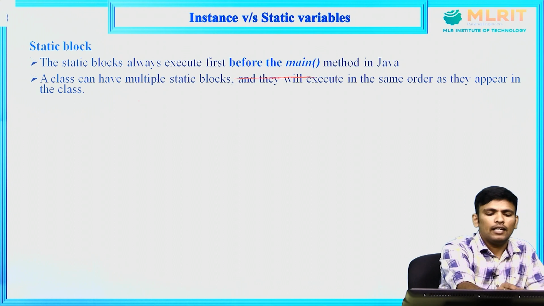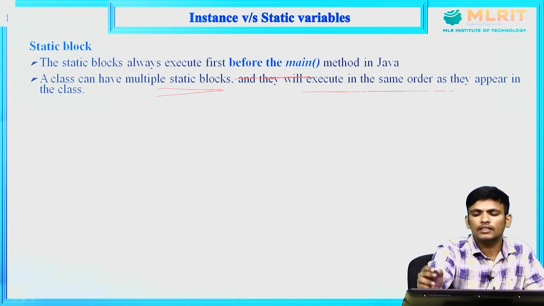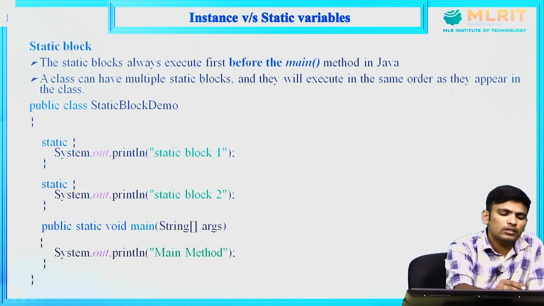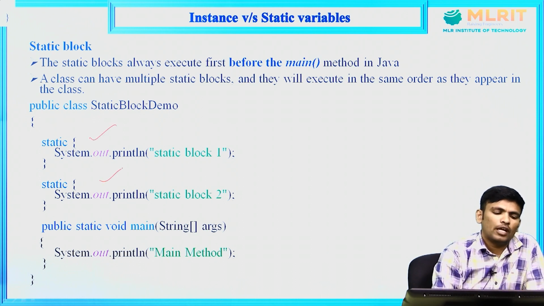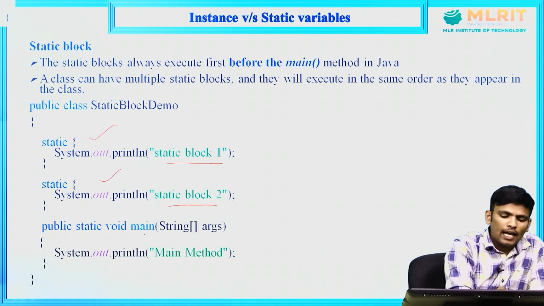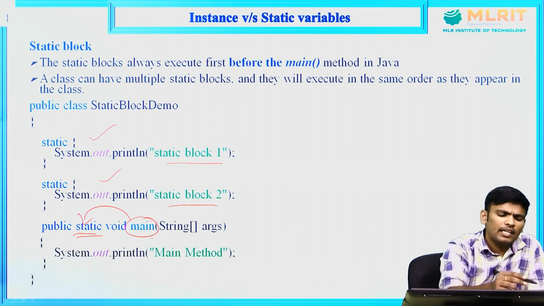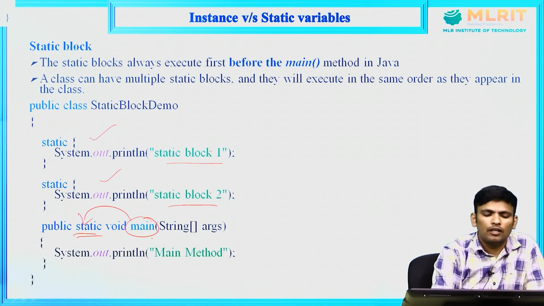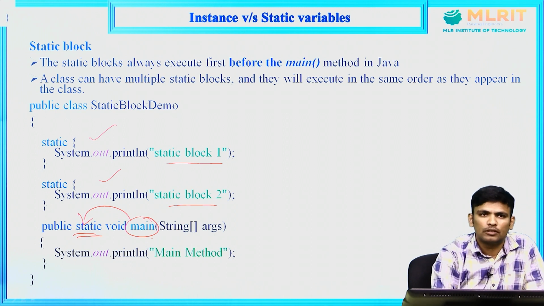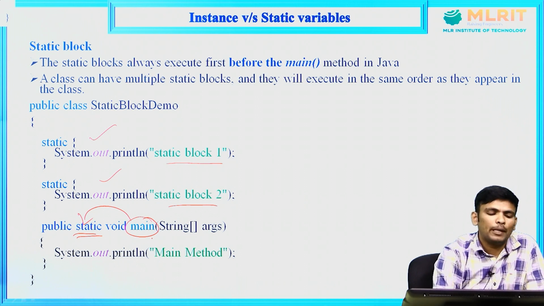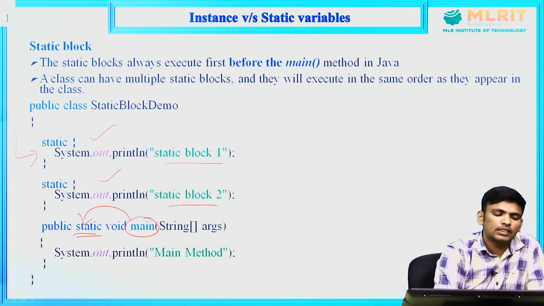A class can have multiple static blocks, and they execute in the same order they appear in the class. Suppose I take an example with two static blocks: this is the first block and this is the second block, printing static block 1 and static block 2, and here I have a main method. The main method also has a static keyword, but compared to the static blocks, it gets the least priority. After the static blocks execute, the main method executes. If you have multiple static blocks, they execute in the order you write them.